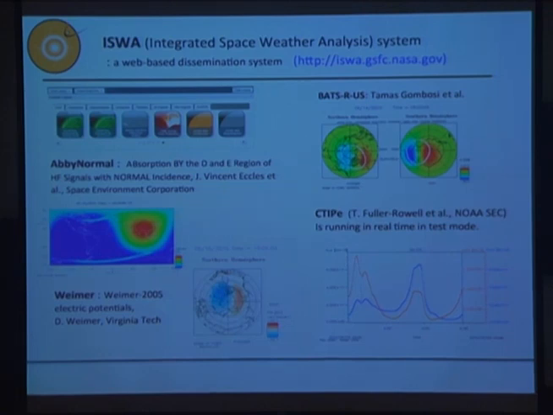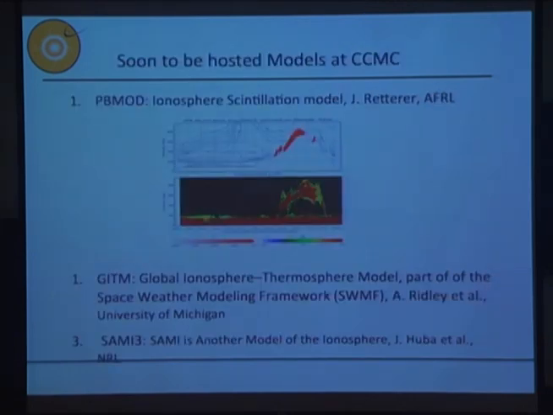This CTEP can provide information about electron density and the plasma density along the ISS satellite tracks. We are going to have 2 more models at CCMC. One of them is the ionosphere ventilation model, developed by John Retterer, and the other is GITM, the Global Ionosphere-Thermosphere Model, developed by Aaron Ridley. And SEMI-2 will be upgraded to SEMI-3 soon.